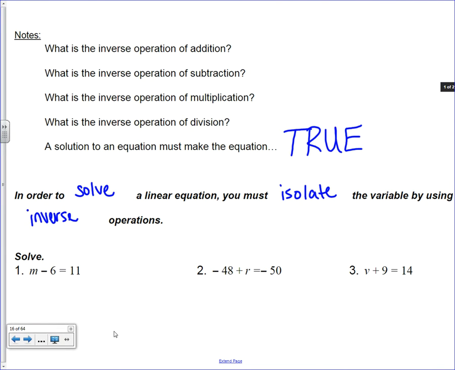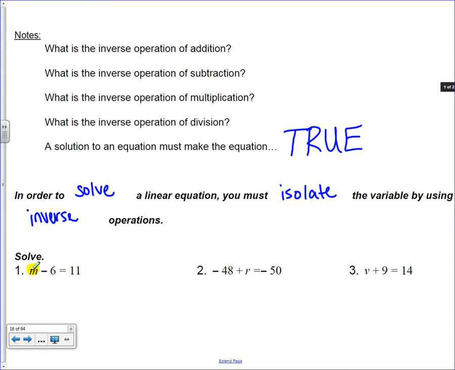What does it mean to isolate something? All alone. You want to get it all alone. And in order to do that, we're going to do inverse, which means opposite operations. Everybody good? So if I take a look at this number 1 here, does everybody see the variable m? Is that on the left side or the right side? It's on the left, so I'm only looking at the left-hand side. I'm not even looking at that minus or equals 11. Everybody good? What do I have to get rid of to isolate the m?